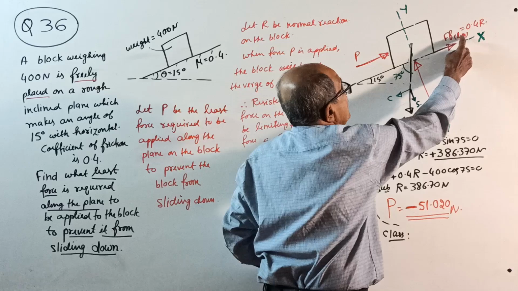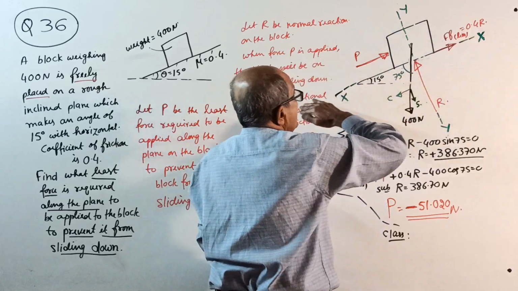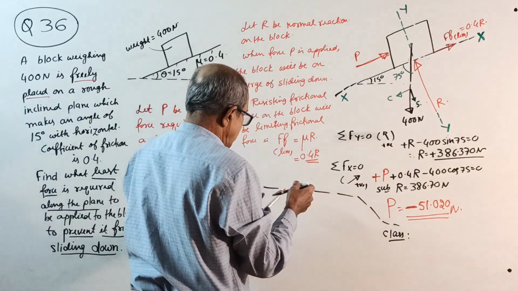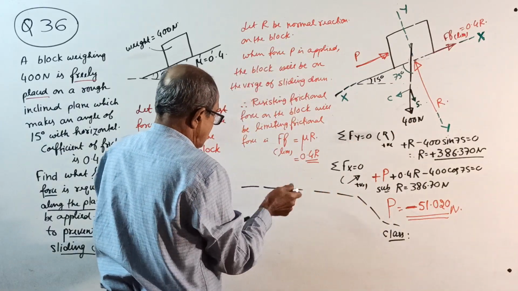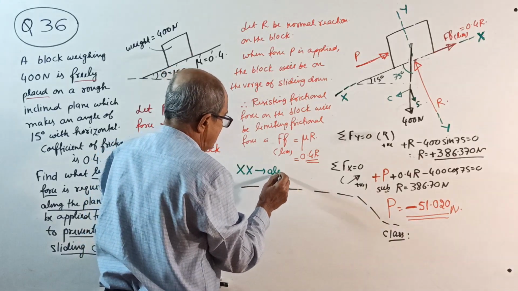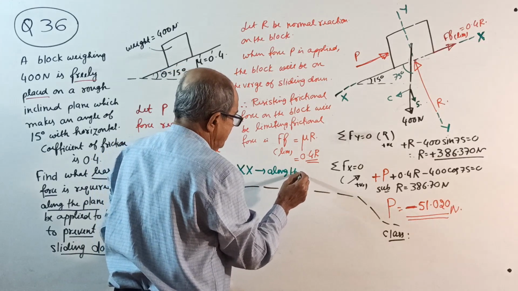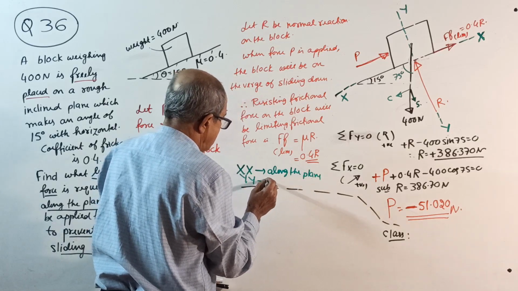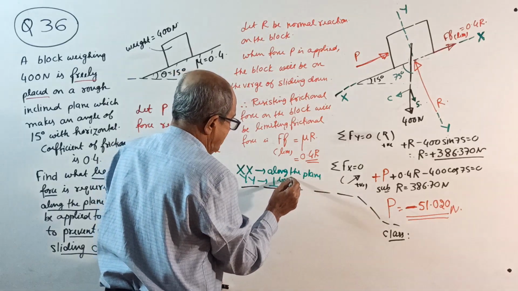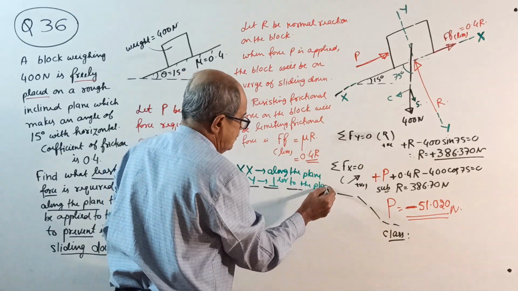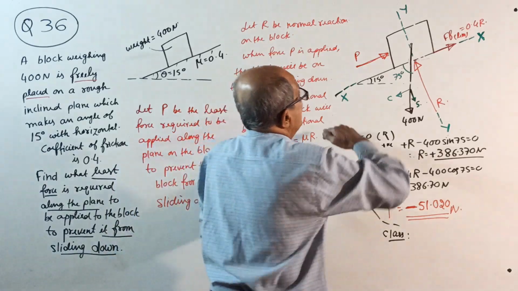F limit will come equal to 0.4 R. Then you write, let us consider reference axis XX along the plane, and YY perpendicular or normal to the plane. Usual statement. Okay, XX, YY.